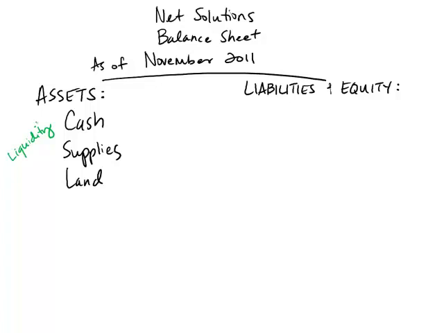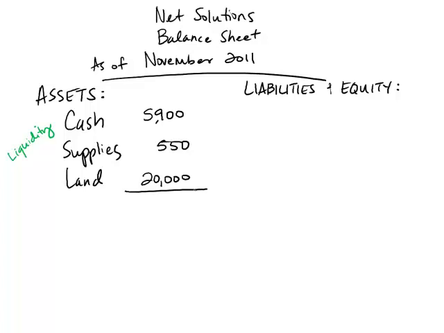Cash is always first because it's already cash. And then we'll put the more current assets, inventory, supplies, accounts receivable, and then put the fixed assets, the long-term kind of assets that it'd take a while to sell. Land, vehicles, machinery, buildings, things like that. So his cash balance was $5,900, supplies balance was $550, and land was $20,000.